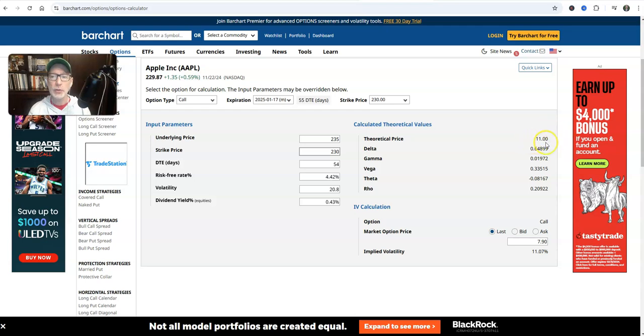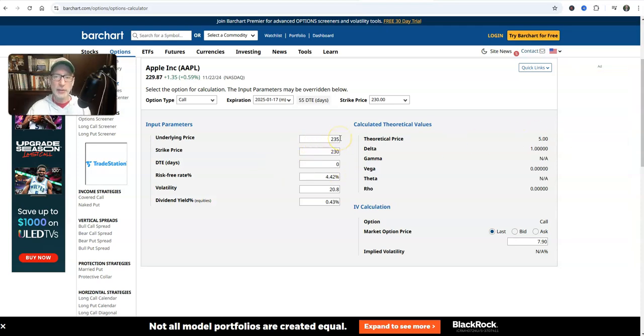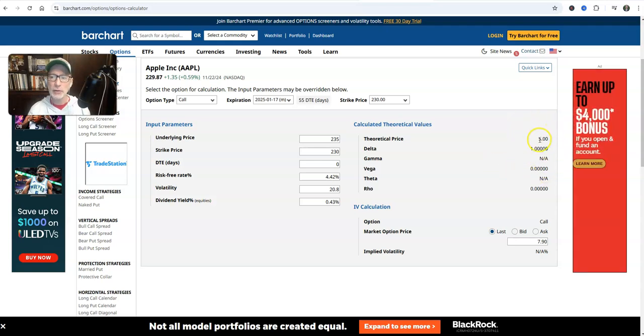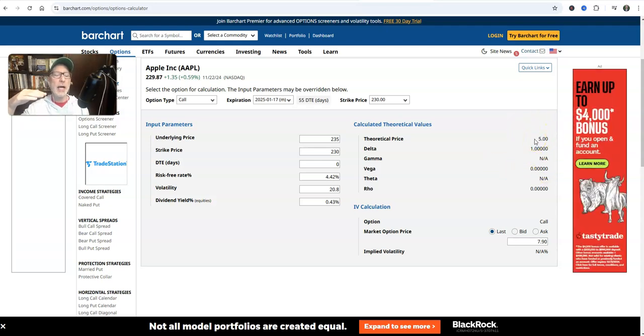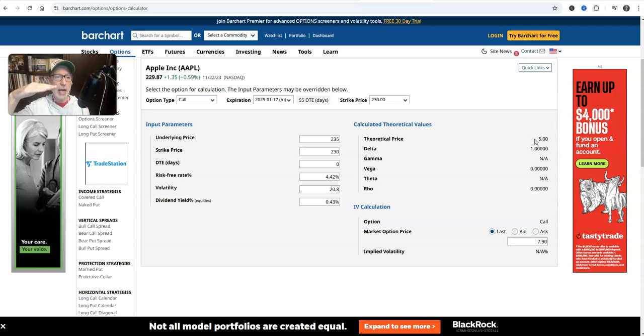You bought it for $8. Now it's worth $11. But once again, remember, if by expiration Apple stays at those $5 higher, it's only going to be worth $5. So you can see over time the value of that option goes down.